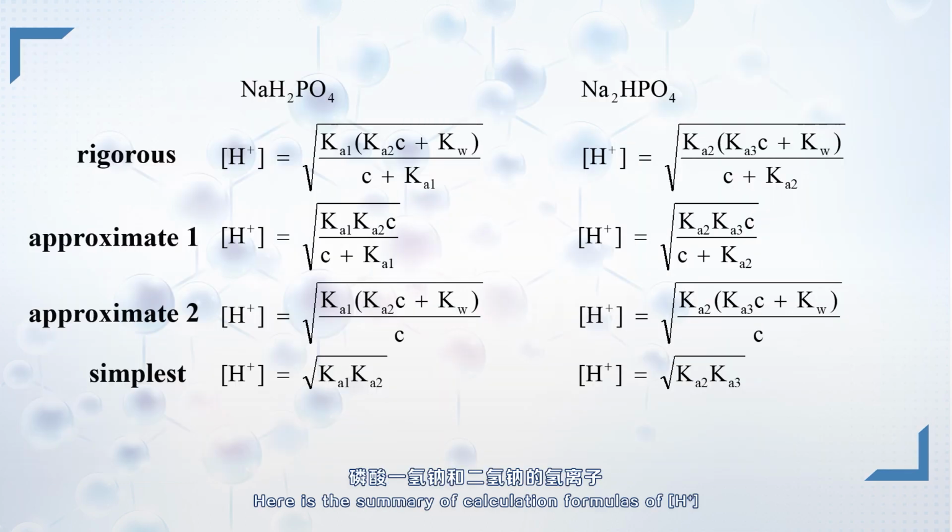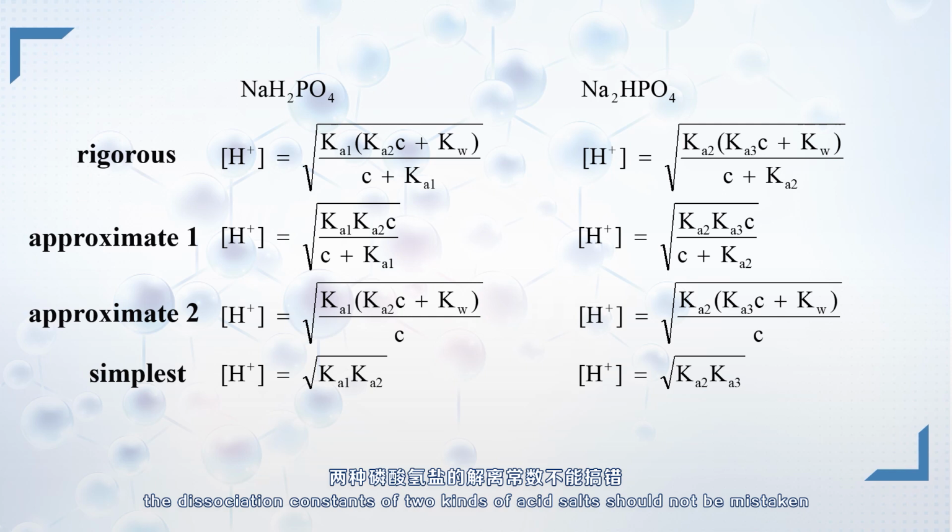Here is a summary of calculation formulas of hydrogen for disodium hydrogen phosphate and sodium dihydrogen phosphate. It is noted that phosphoric acid is a kind of triacid. The dissociation constants of the two acid salts should not be mistaken.